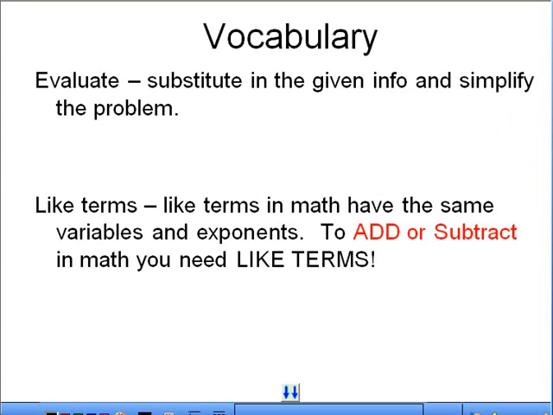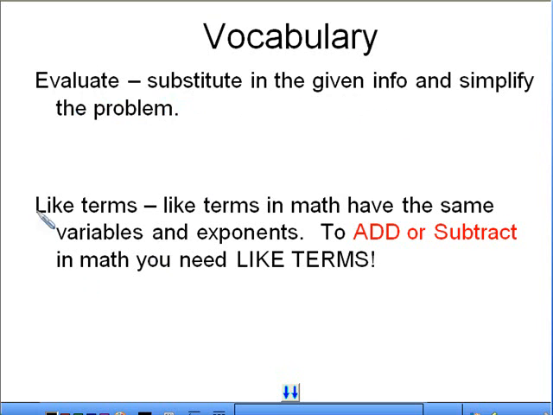The first one, evaluate. In the math book, if they ever tell you to evaluate, basically all you need to do is substitute in the given information that they give you and then work out the problem and simplify it. So if they tell you to evaluate, it just means substitute in the information that they give you and then work out the problem.